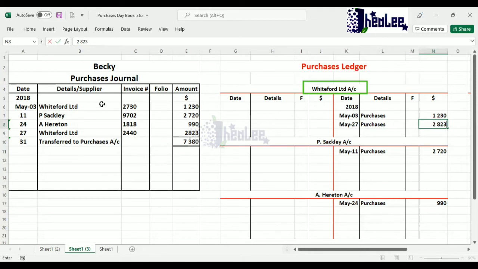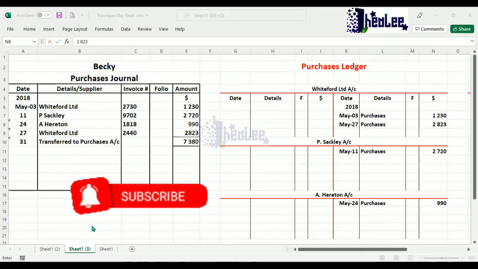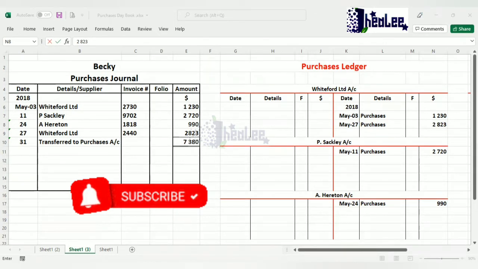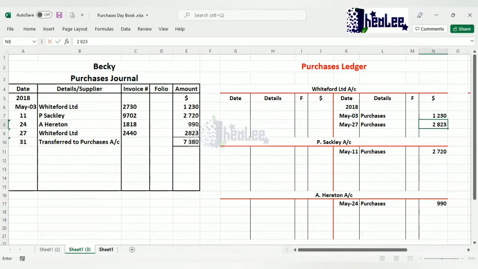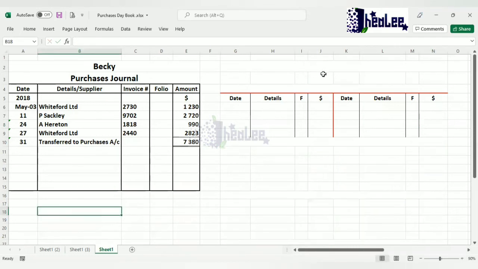Posting from the purchases journal to the purchases ledger. Okay, now to complete our double entry, we need to prepare the general ledger, because guess what? We have to make the posting to the purchases account. And again, that is located in the general ledger. So we're now going to do the general ledger.